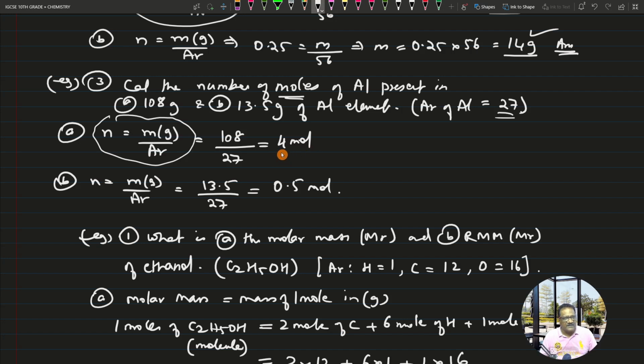Now remember, you should not write the full word mole; you should write just mol. It's like kilogram, you write kg, and centimeter, you write cm. In the same way, for mole you write mol. This is the short form of writing mole. So this is 4 mol. The second one is when the mass is 13.5 grams. Same formula: N will be equal to 13.5 divided by 27, which works out to 0.5 mol. So this is the answer.